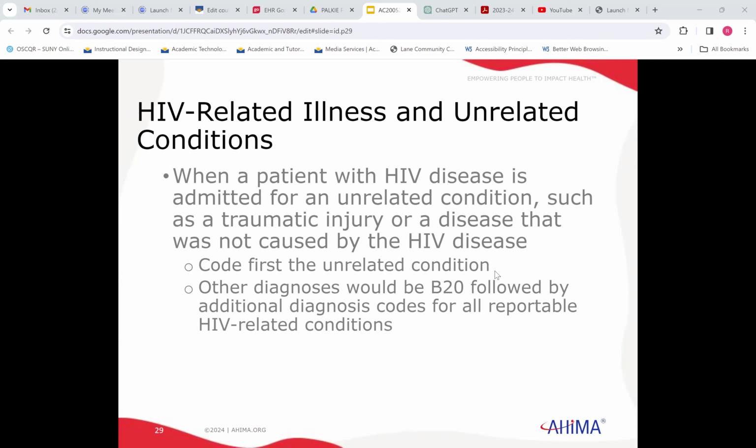And if a patient with HIV disease is admitted for something completely and totally unrelated, such as a car crash, what have you, the unrelated condition, and again, going back to our general guidelines about what diagnoses we want to capture and code, anything that is impacting the management of the patient, and HIV disease, AIDS, ARC would certainly meet that criteria.